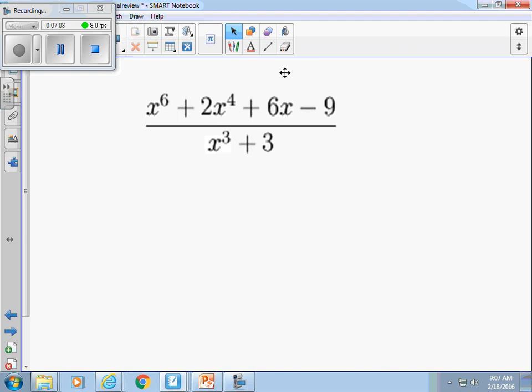Because synthetic division, the box thing, if you remember doing that last year, it only works when your divisor is x plus or minus a number, and that's it. So this time the divisor has an x cubed in it, and so it wouldn't work. This is a particularly hard problem, about as hard as I could come up with.